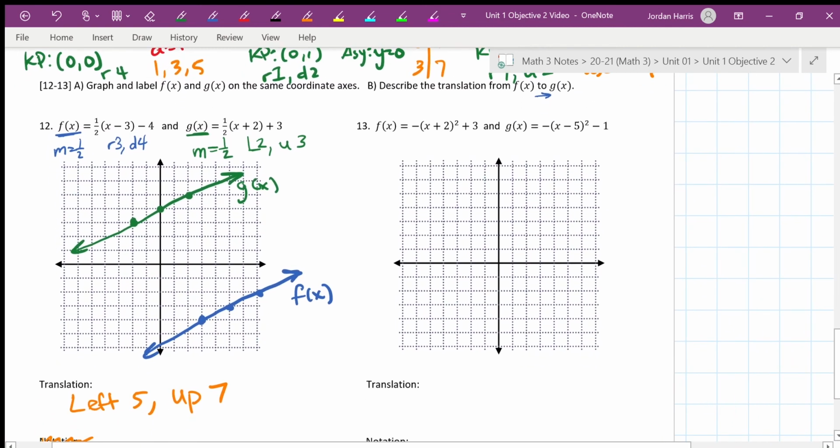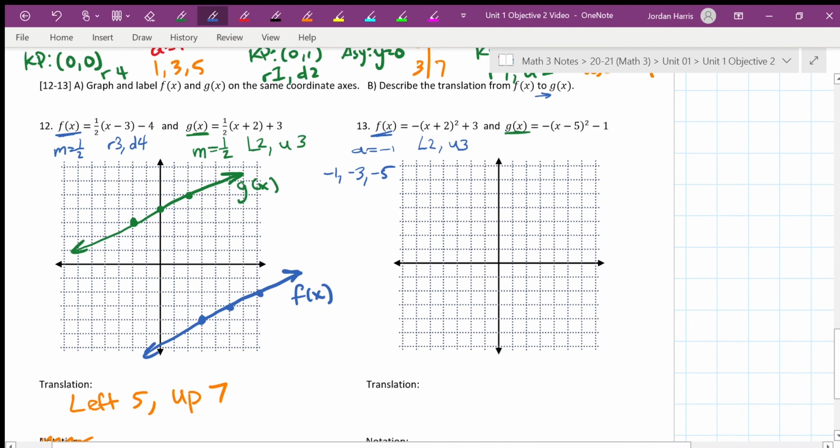Okay, so then we get to the other one. This one's a little harder. But this is our last one on the notes. So this is quadratic with a negative value. So make sure it's opening down. So this is a left 2, up 3 shift for the f of x. And a equals -1. So that would be -1, -3, -5 for my pattern.